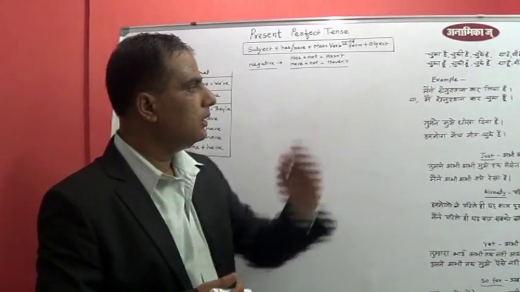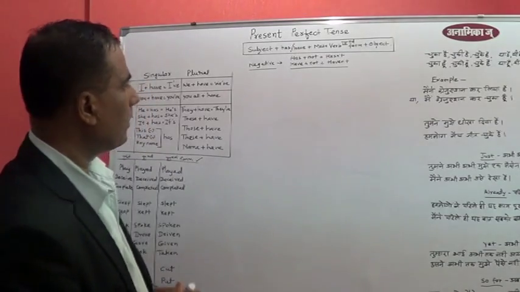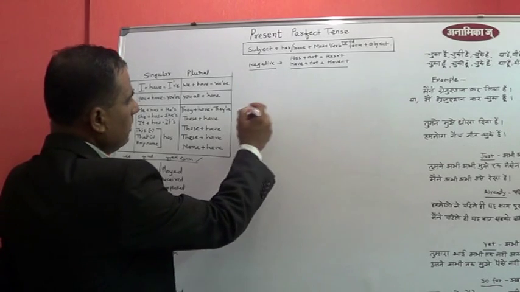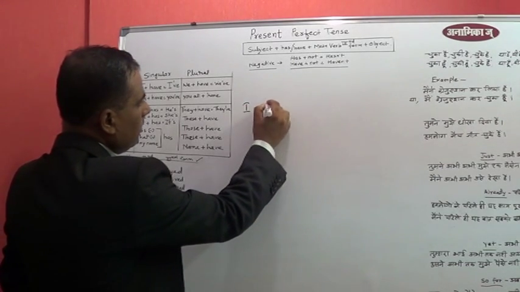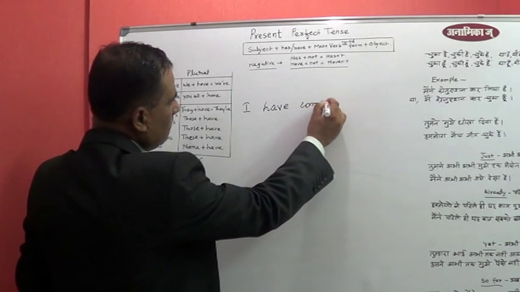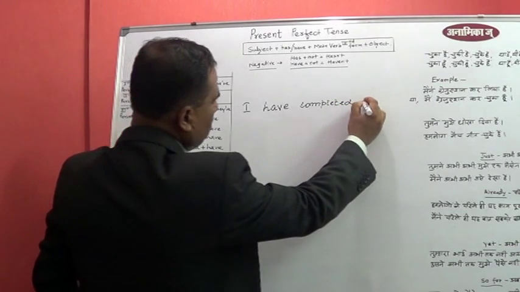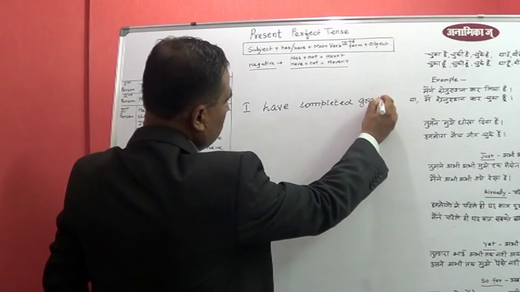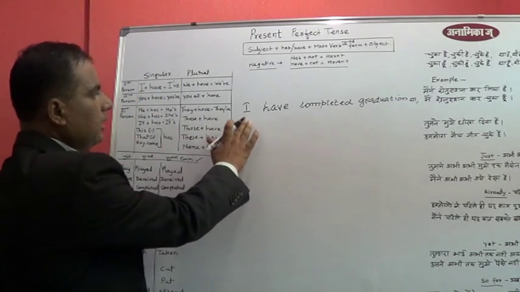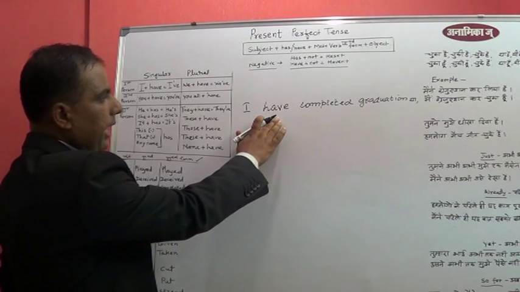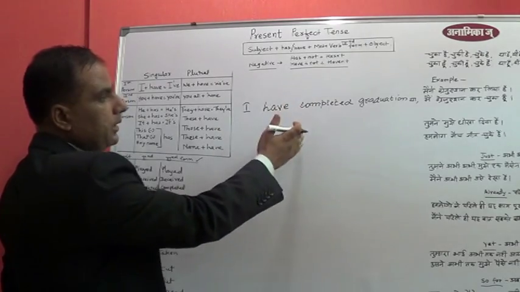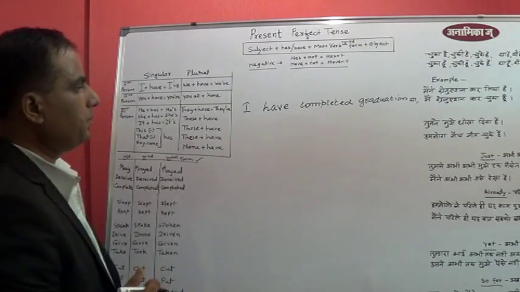मैंने ग्रेजुएशन कर लिया है. So this sentence will be spoken like: I have completed graduation. So as we had seen, I के बाद always have will be used, and then completed is the third form of the verb complete and then the object.